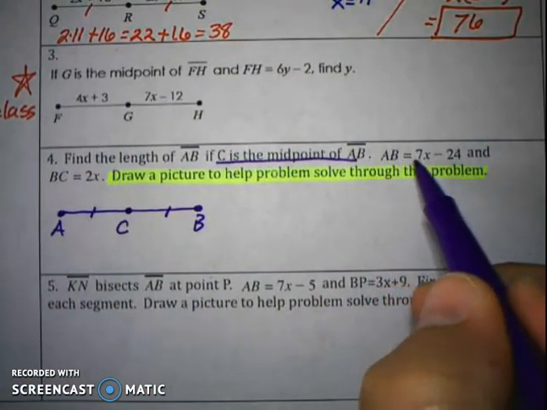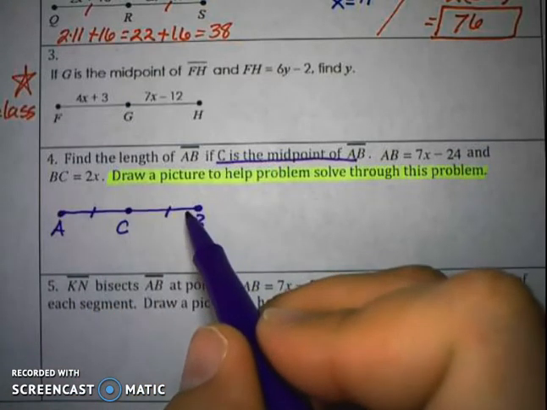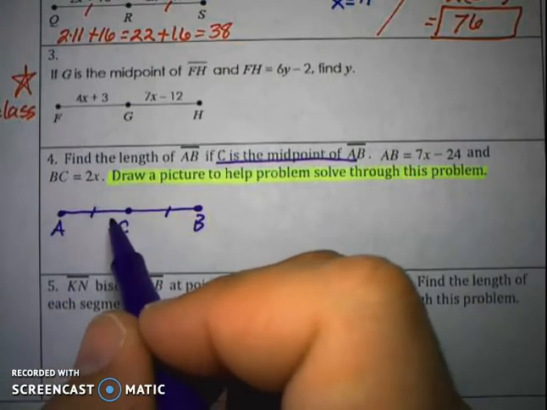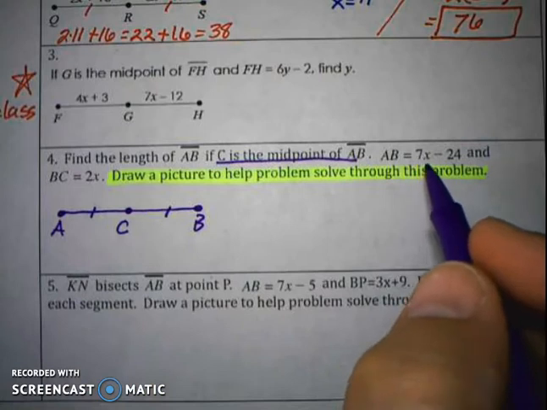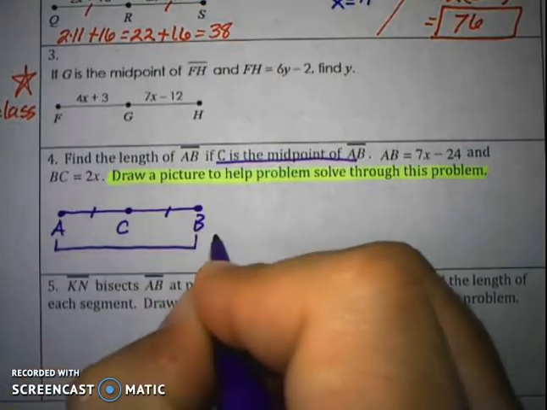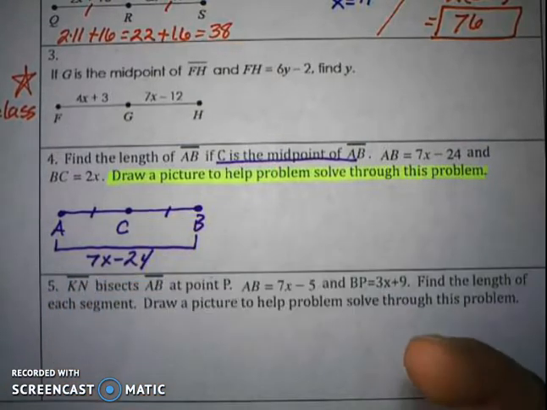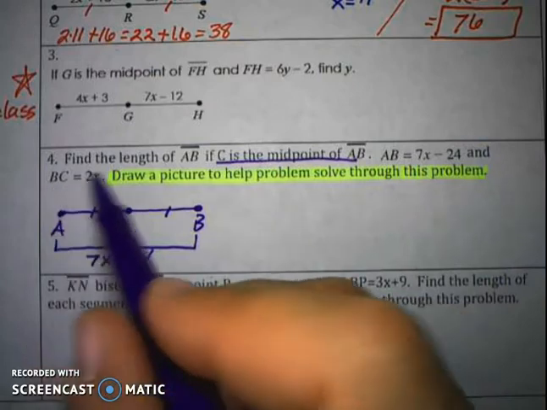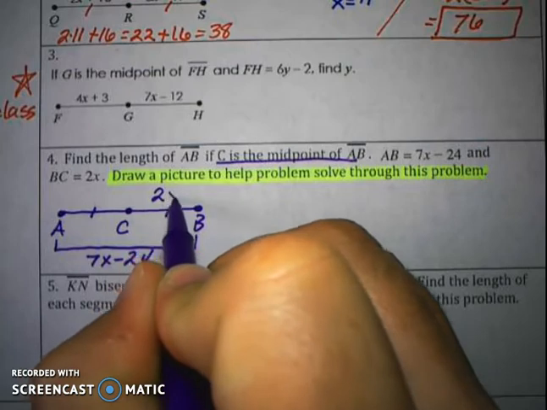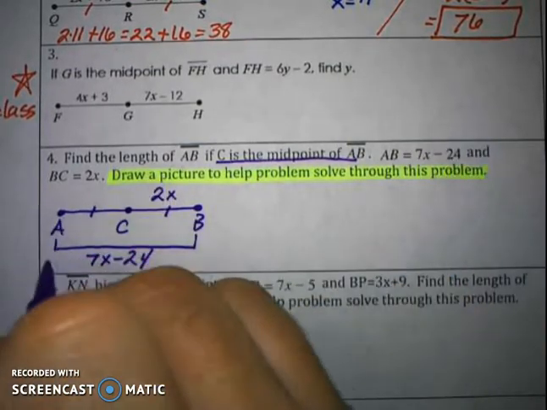AB itself, the entire thing, is 7x minus 24, not AC or CB. Okay? Make sure you set this up according to that statement, otherwise your diagram is going to be wrong. So AB is 7x minus 24, so I'm going to show that this way. I'm going to make a little marking down here to show the entire thing is 7x minus 24. And then it says BC is 2x, and so I'm going to go up here to the BC part of this and just put a 2x. And we need to find the length of AB in total.